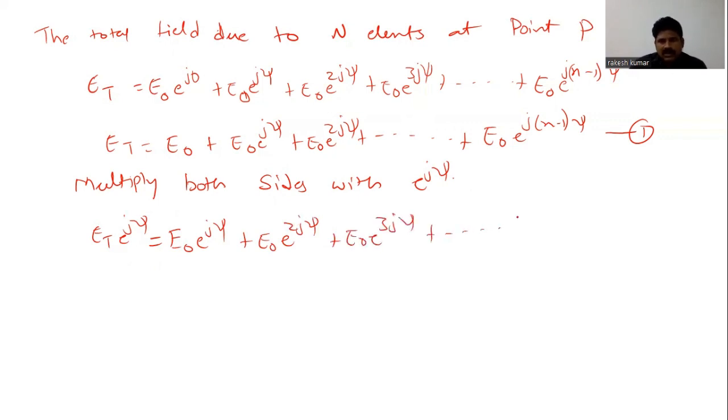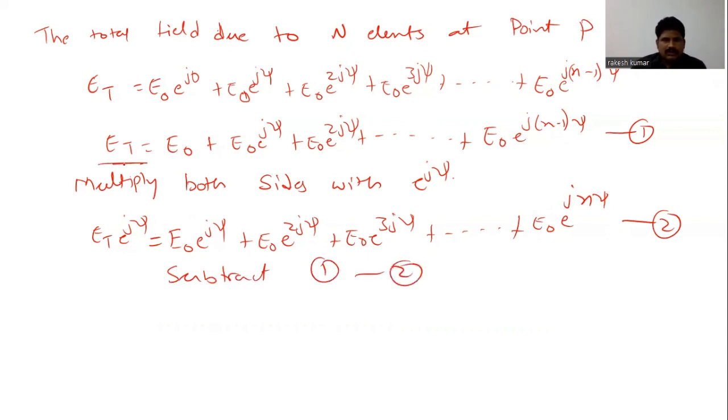So what is the last one? The j psi n terms get cancelled, and you get e to the power of e naught into j n psi. Okay, so let us consider this as equation 2. Now subtract equation 1 minus equation 2. This is equation 1, and this is equation 2.